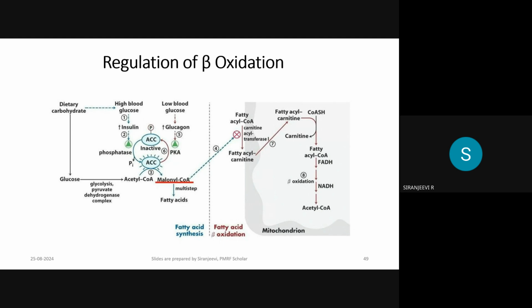That is done by the component called malonyl CoA. Malonyl CoA is formed during fatty acid synthesis. So whenever more fatty acid synthesis happens, the malonyl CoA levels are higher, and then it inhibits the enzyme called carnitine acyl transferase, and thereby it can regulate the overall beta oxidation.